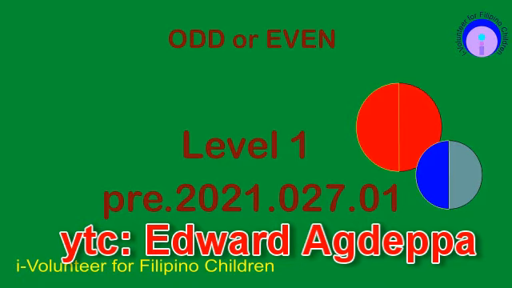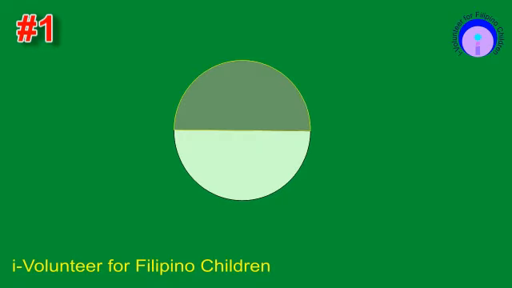Ready? Item number 1. Is your denominator odd or even? You still have 5 seconds to finish.